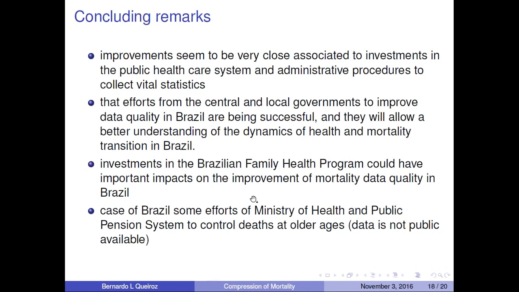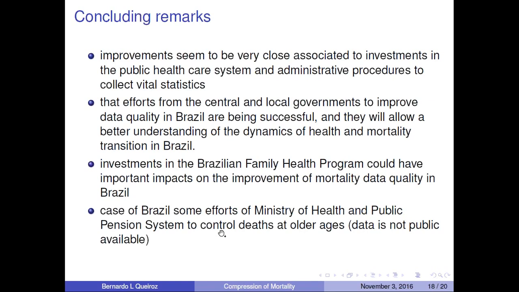And also in the case of Brazil, the Ministry of Health and the Ministry of the Public Pension System, this data is not publicly available, not that I know. But one problem the Ministry of Public Pension had was people that died and kept receiving pensions, not the person, but the family. So they matched the public pension data with vital records and public health, because they have the names of the persons and all the information, and they managed to find several problems of people receiving benefits after death.